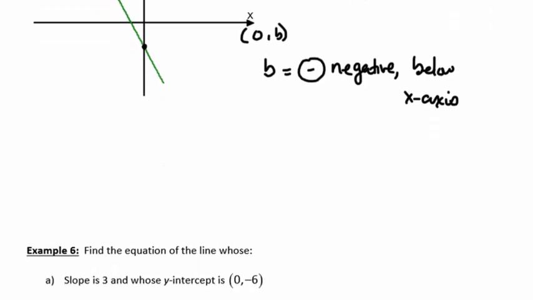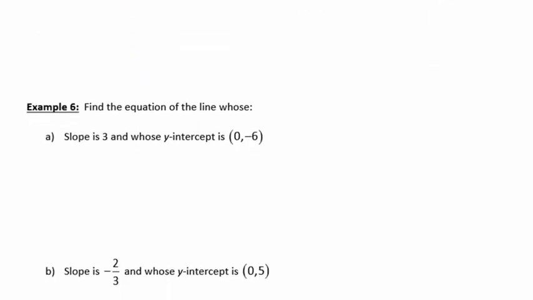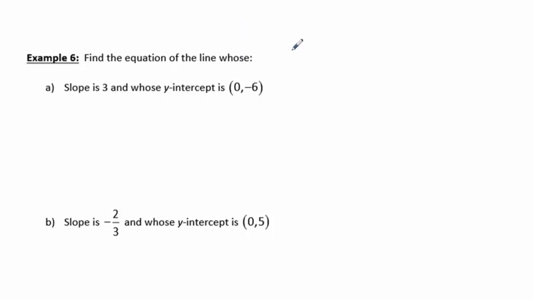We can use our knowledge about m and b to write the equation of a line if we know its slope and its y-intercept. The equation of the line can be written in the form y equals mx plus b, where m is the slope and b is the y-intercept. So to write an equation of a line whose slope is 3, we'll start with y equals 3x, and the y-intercept is going to be (0, -6), which means that -6 is the b value. So an equation with slope 3 and y-intercept (0, -6) is y equals 3x minus 6.